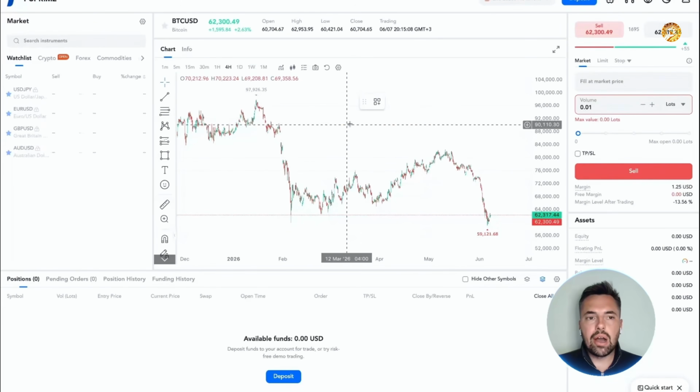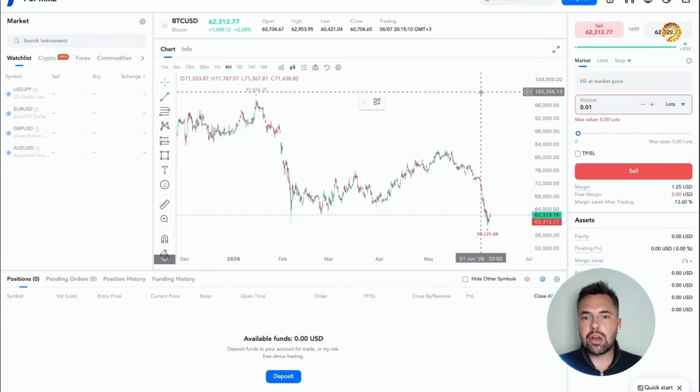So here we are on the PU Prime WebTrader. So we're going to use their chart and we're going to jump in to start drawing out some ERLs.